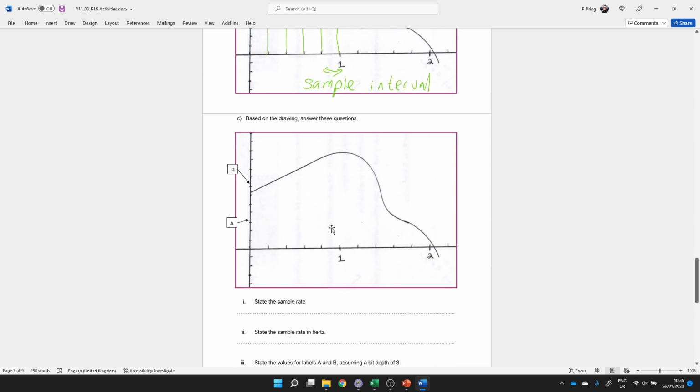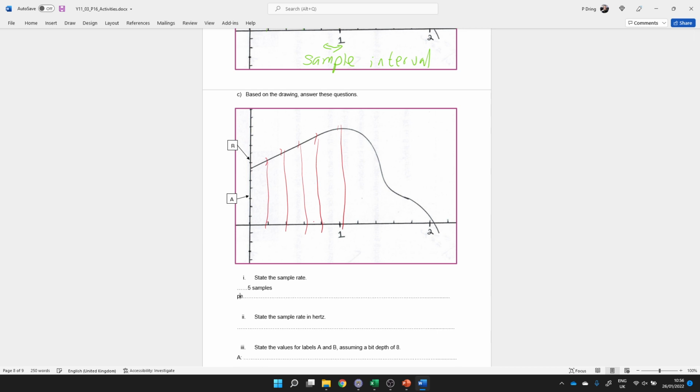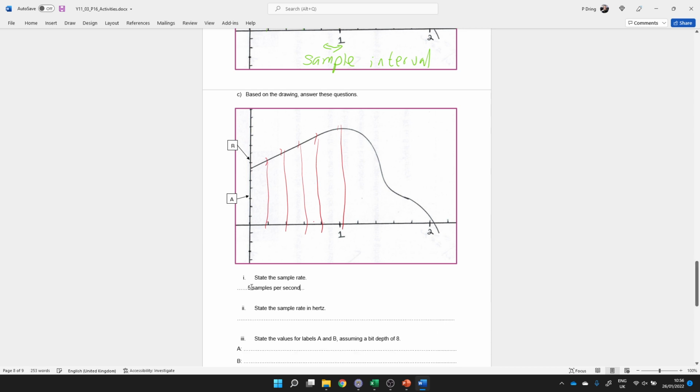Then it says, based on the drawing, answer these questions. State the sample rate. Well, if we've got a sample here, a sample here, a sample here, a sample here, and a sample there, every time there's a tick on the x-axis, then that's going to be 1, 2, 3, 4, 5 samples per second. Which is literally the definition of 5 hertz. 5 hertz, capital H, lowercase z, means 5 samples per second.